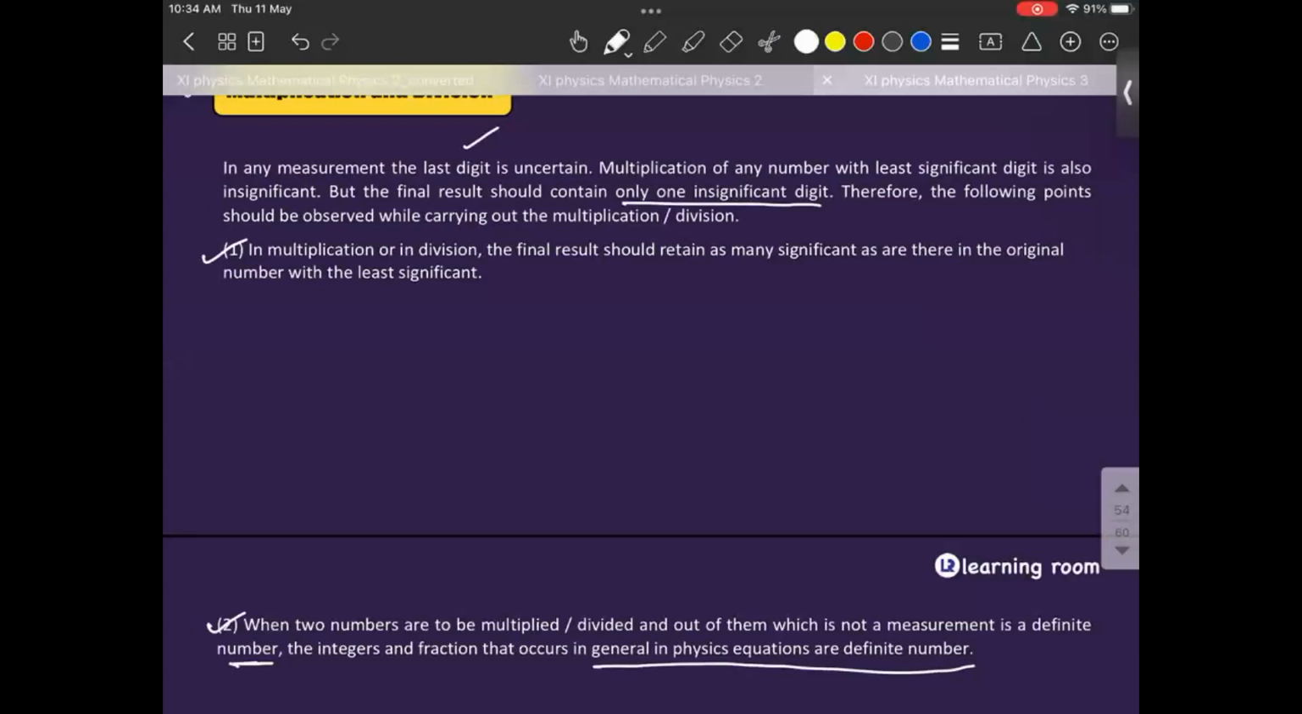Suppose I'm asking you to find the area of a rectangle. For you to give me the output, what do you need? You need the length and the breadth. Suppose I give you the length of the rectangle to be 2.613 centimeter and breadth as 1.2 centimeter respectively. Somebody who measured the length had a precise device. Somebody who measured the breadth had a less precise device.